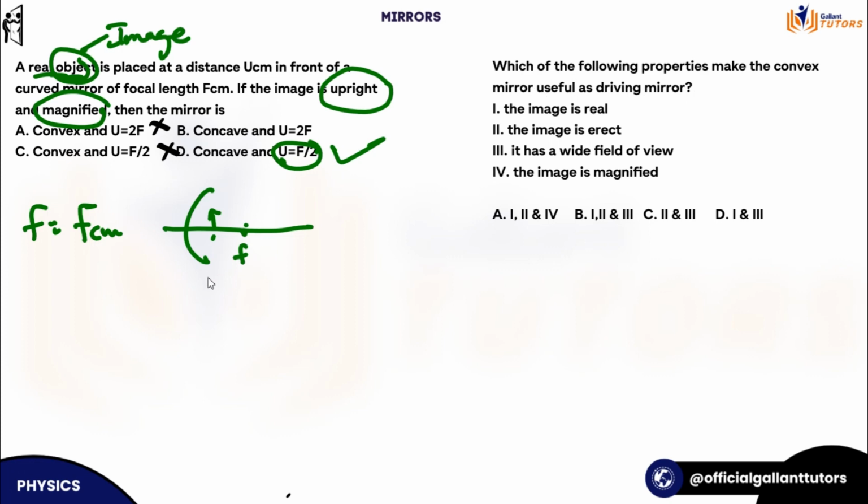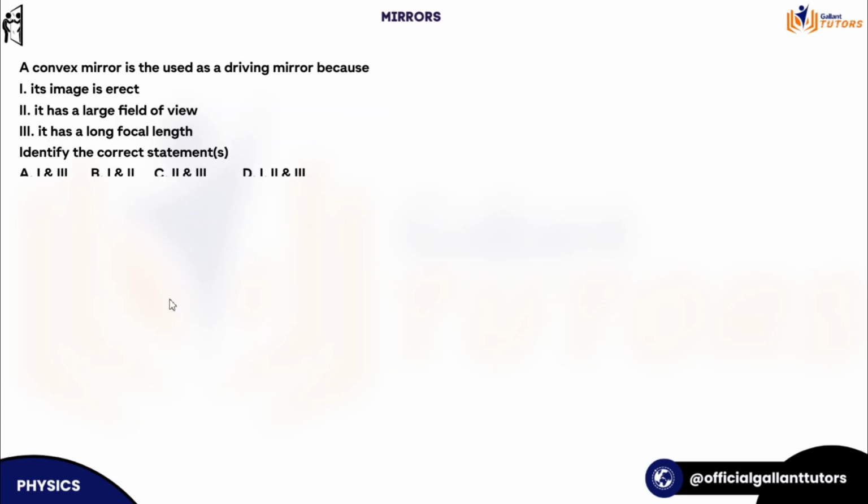Which of the following properties make a convex mirror useful as a driving mirror? Okay, I actually said this, that the reason why we use a convex mirror as a driving mirror is because it offers a wide field of vision. That's the most important. And also the image formed is erect. Yes, the image formed is erect. So 2 and 3 is the correct option here. C is correct. Is that clear?